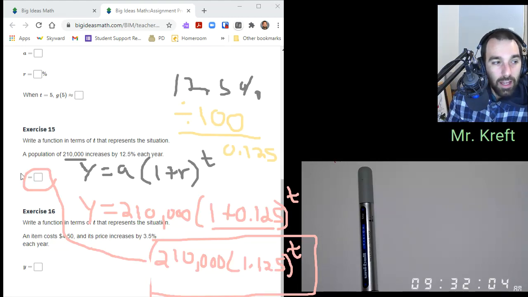Yep, you just write the equation. They already have the y equals here, so you just type in the rest. You got it.